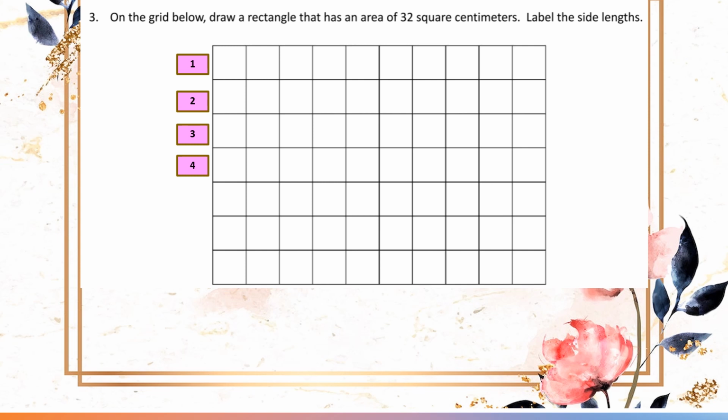Now, again, I said the two factors that I thought of were 4 and 8. So that means that my other side has to be 8 centimeters. So I'm going to label my width as 8.